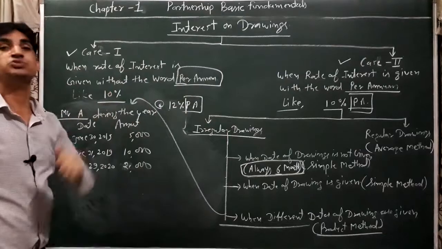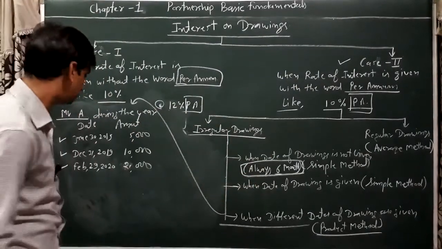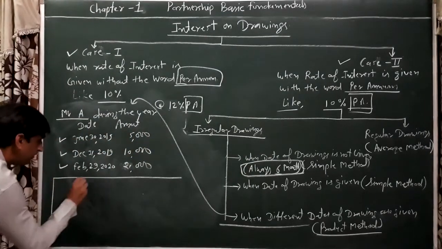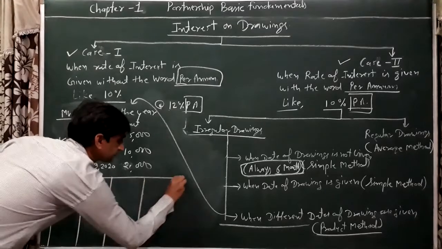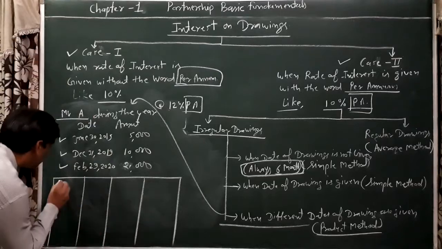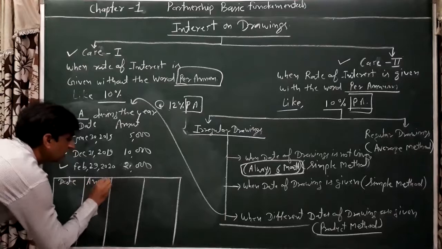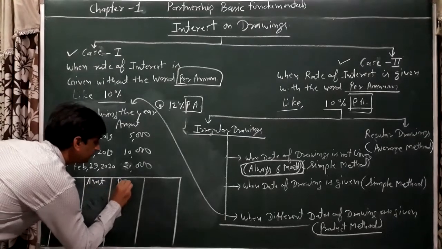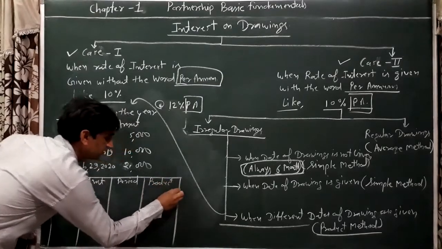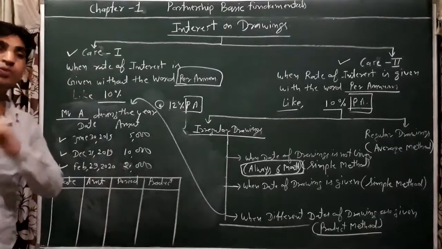So in such situation, we will use product method for calculation of interest on drawing. How will the interest on drawing be calculated? A table will be prepared with 4 columns. The first column will be date, the second amount, third period, and fourth product. A 4 column table will be prepared to find out the value of product.